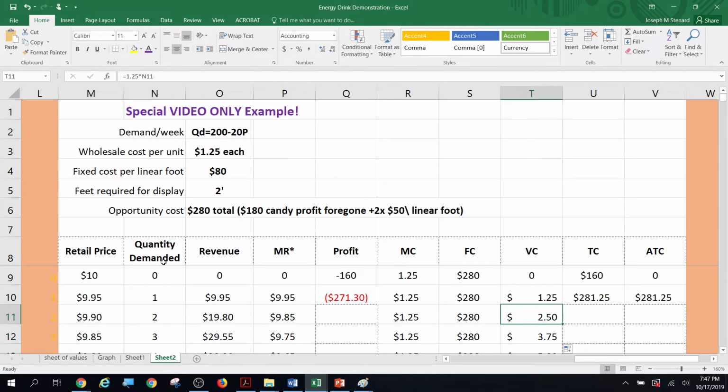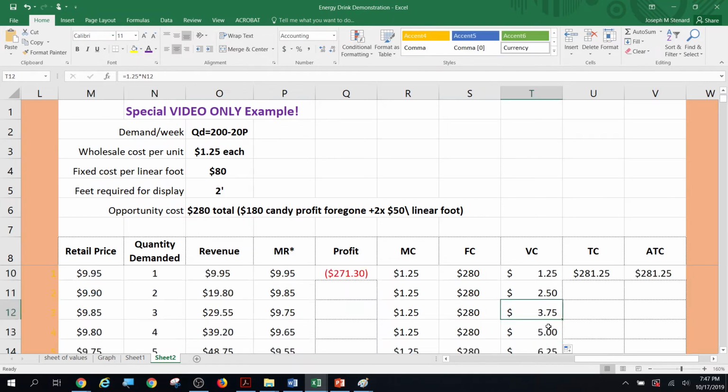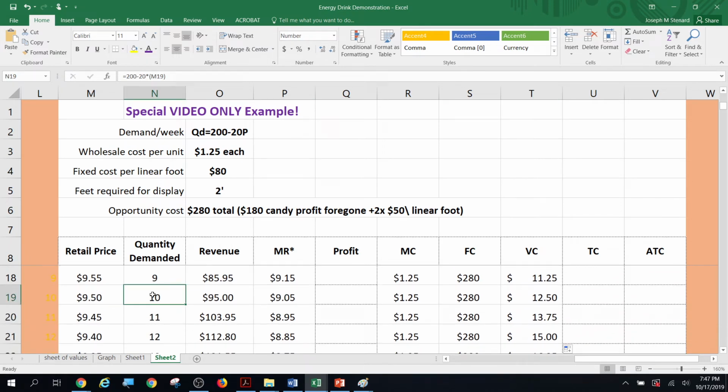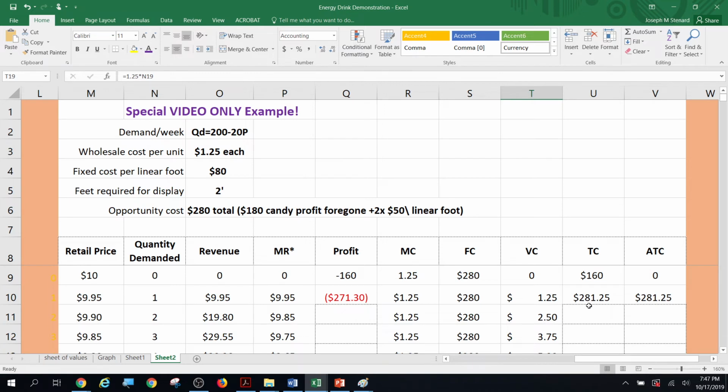However many we sell in this window is N11. We sell 2, it's 2 times $1.25. We sell 3, it's 3 times $1.25, and so forth. So if we go down to, say, 10, now 10 units sold should be $12.50, and it is. So we're fine. We've calculated it well.